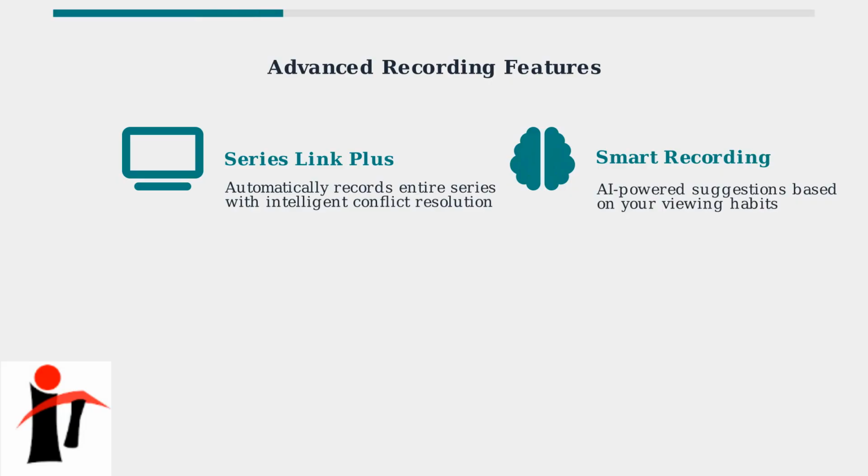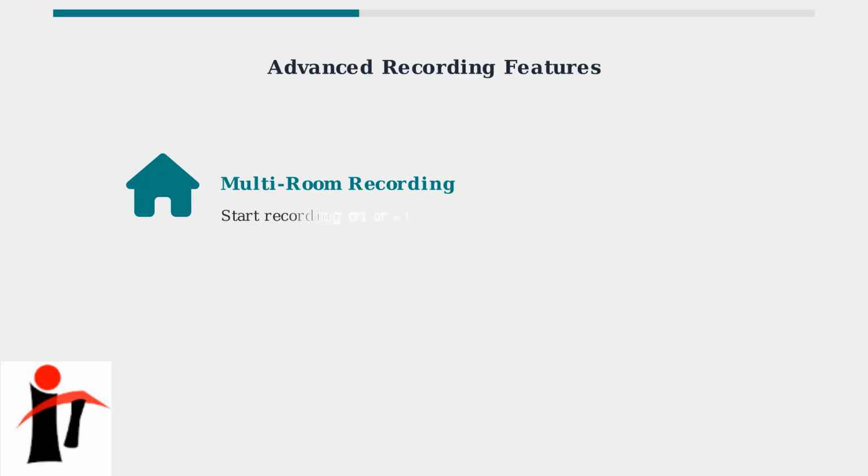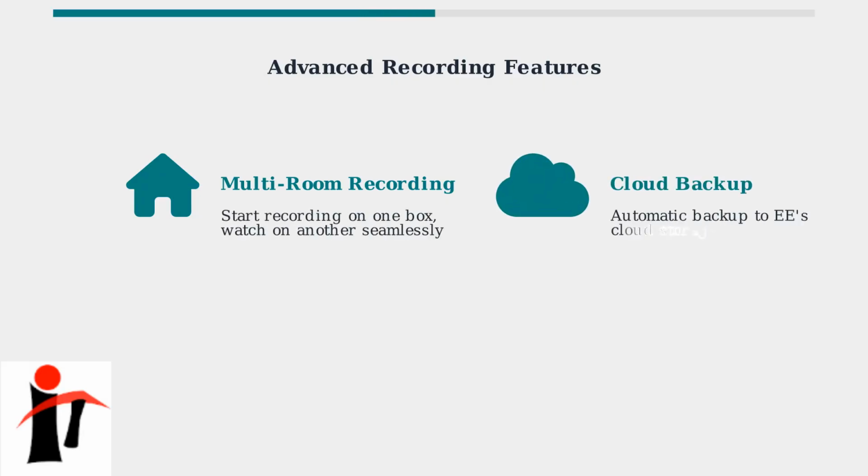It analyzes what you watch and when, then suggests recordings you might enjoy, helping you discover new content that matches your interests. Multi-room recording lets you start a recording in your living room and continue watching in your bedroom. Meanwhile, cloud backup ensures your recordings are automatically saved to EE's secure cloud storage, protecting them from hardware failures.